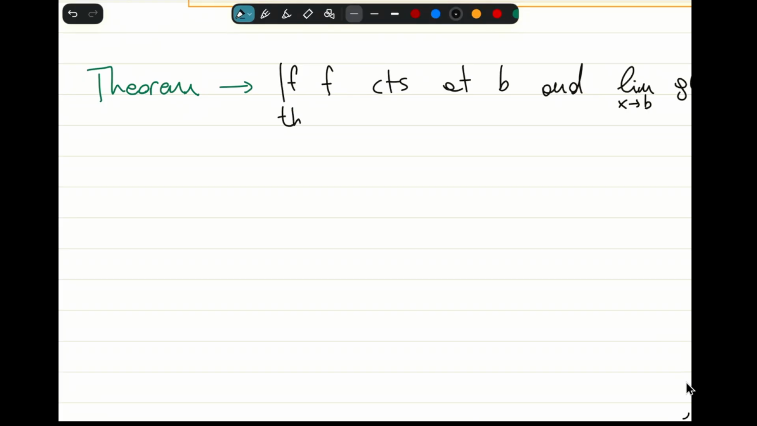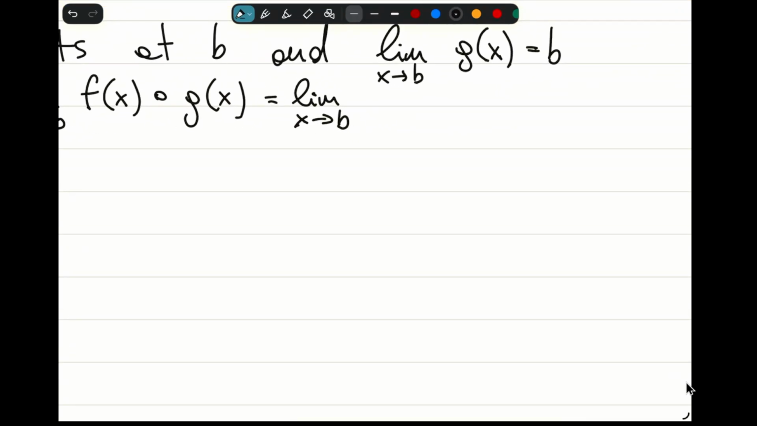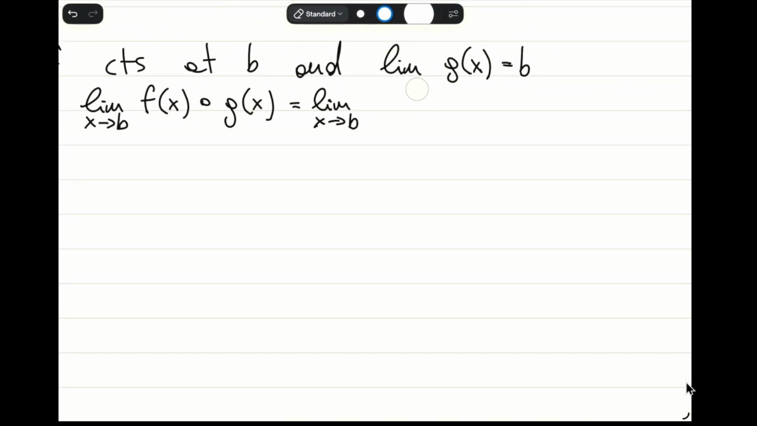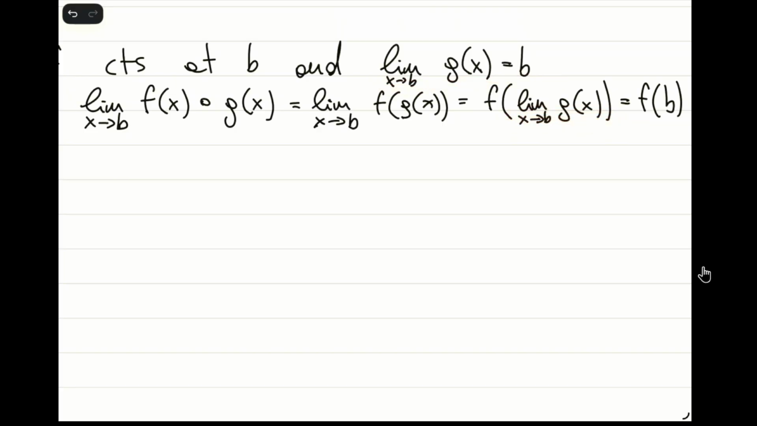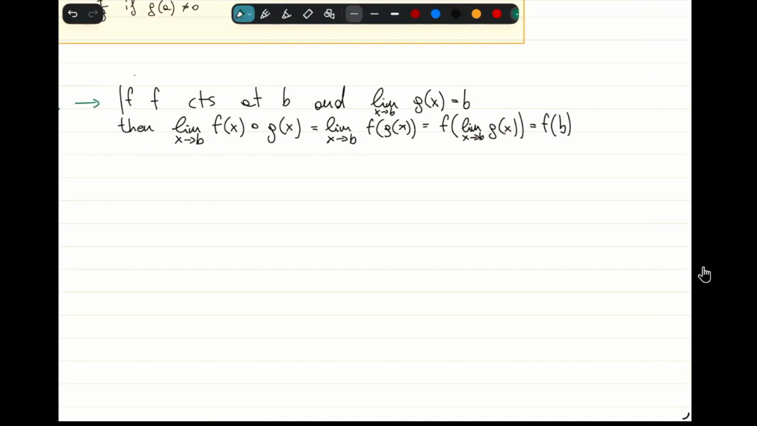then the limit as x approaches b of f composite g of x equals the limit as x approaches b of f of g of x, and this means that we can move the limit inside, have f of the limit of g of x, which will be equal to f of b, because already we said that this limit is equal to b up here. Okay, so this is a pretty important theorem you should know.